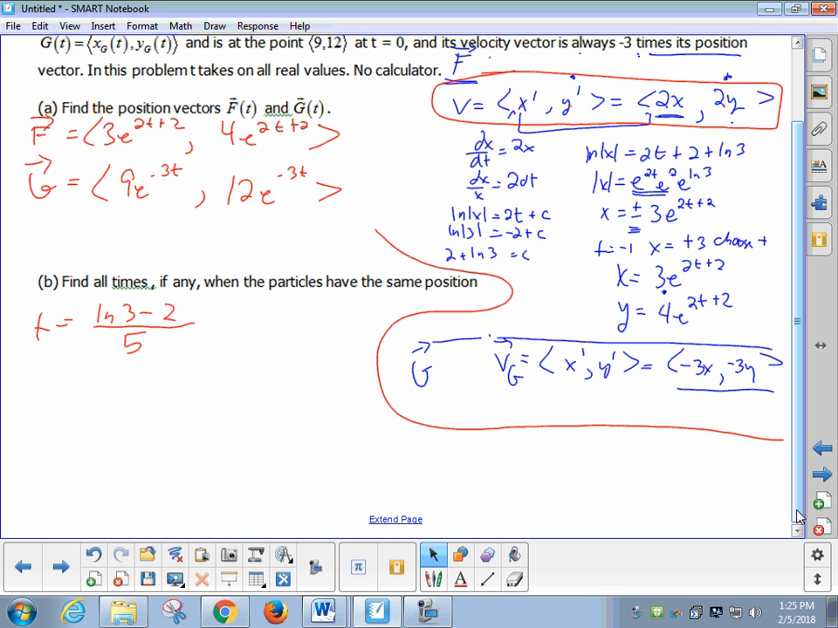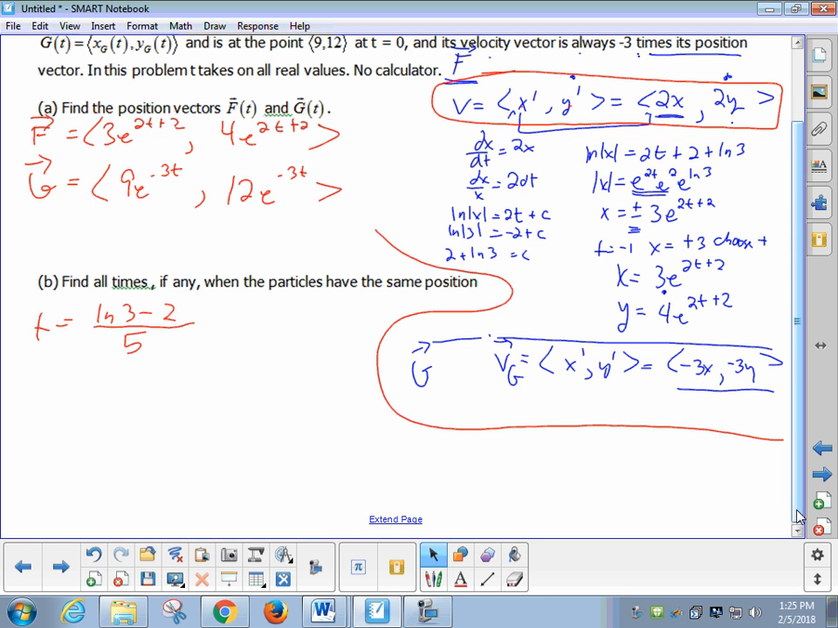For A, if you just kind of look at the problem, and be like, well, if it's 3, that means that the e part has to equal 1, so you just set the exponent equal to 0 and solve for C. Like it'd be 2t plus C equals 0.